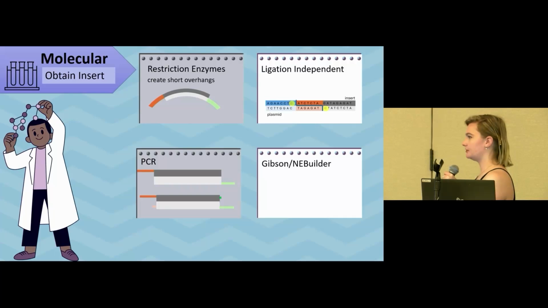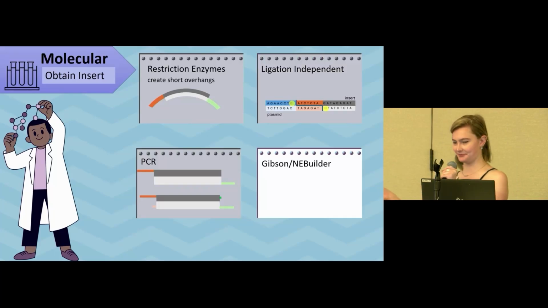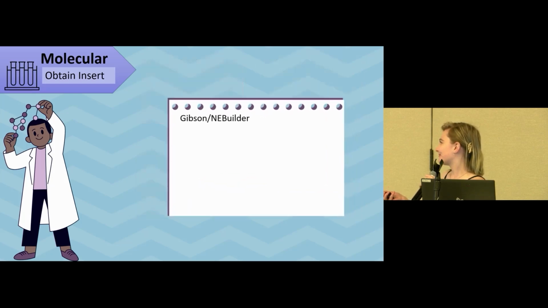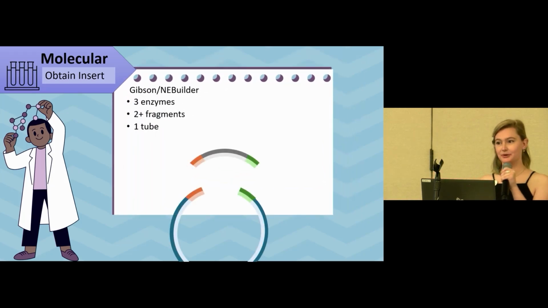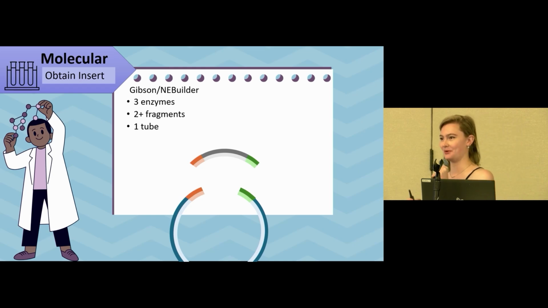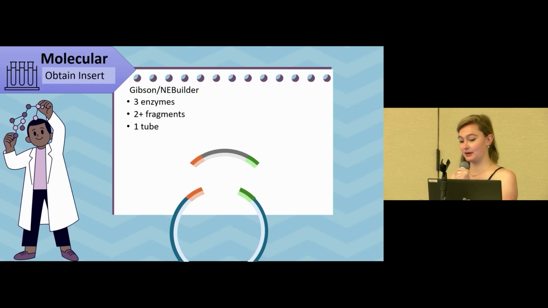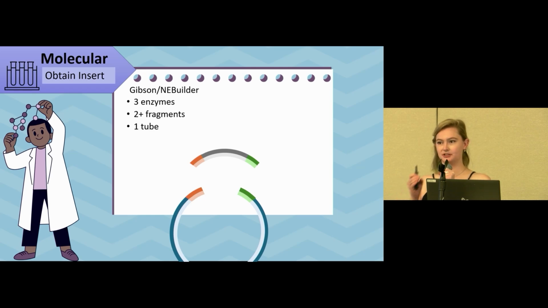Now, if you've fallen asleep, I suggest you wake up because it's time for Gibson, or any builder. I like to refer to this when I'm talking to my undergrads as the 3-2-1 reaction because it has 3 enzymes. You can use 2 or more fragments, and it's all done in one tube. When I say 2 fragments, I'm talking about the insert and the vector. You can use this for what's known as multi-cloning, which is where you have multiple inserts, but this is a little bit too complicated for what I've been told to go over for today.